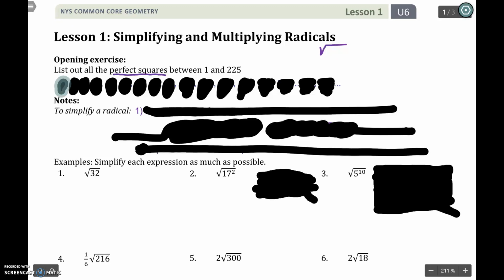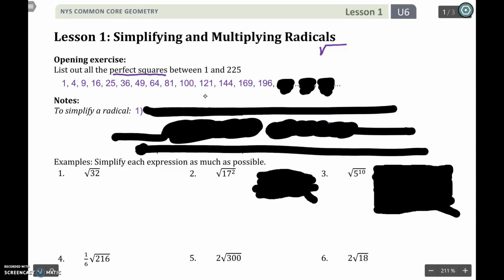So for example, 1 squared is 1, 2 squared is 4, 3 squared is 9, 4 squared is 16, 5 squared, 6 squared, etc. And we have 8 squared, 9 squared. And we have a whole bunch of them between 1 and 225. And those are the most commonly used ones. But there are also ones that continue higher than that. And other ones that could come up are, for example, 400, because that's 20 squared, and 900 is 30 squared.